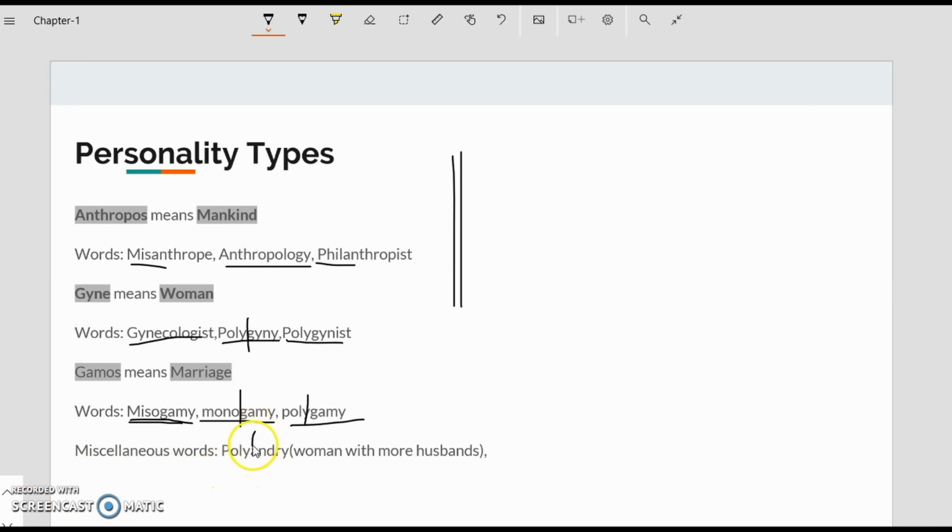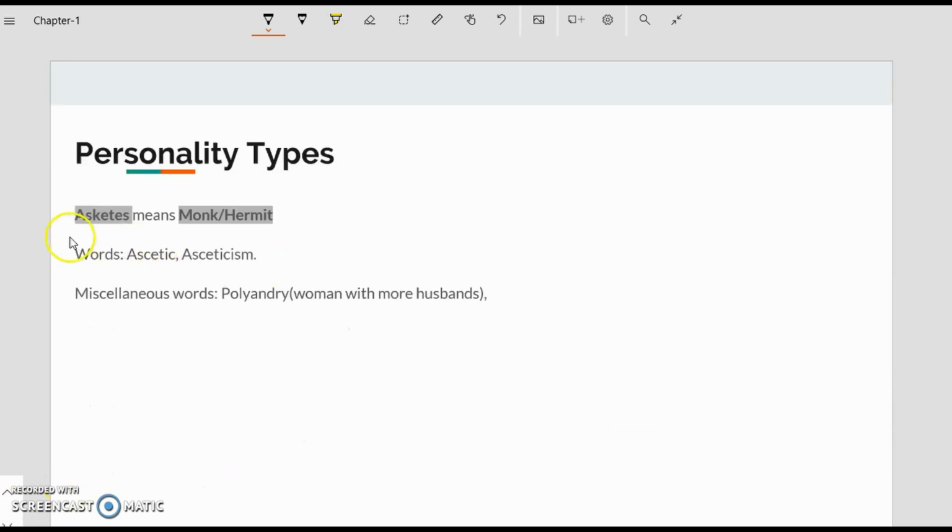Miscellaneous words. Polyandry. So androecium and gynoecium are the two terms used in biology. Androecium indicates male, gynoecium indicates female. So here andry is a word which indicates male. So, polyandry. A woman with more husbands is called polyandrous. A man with more women is called polygynist. A woman with more husbands is called polyandrous.